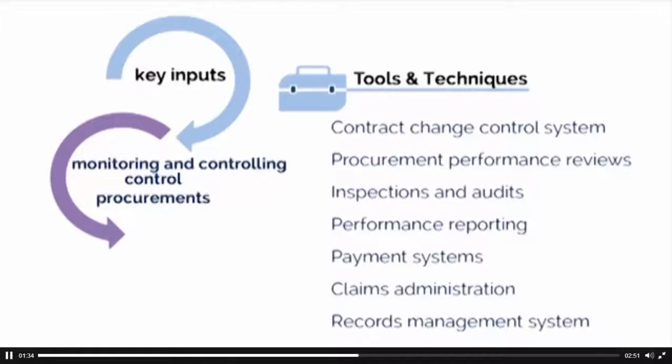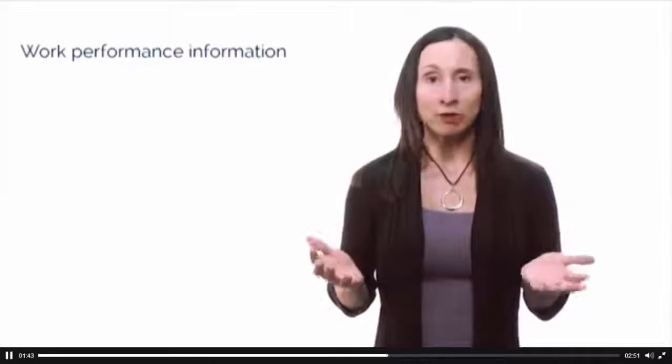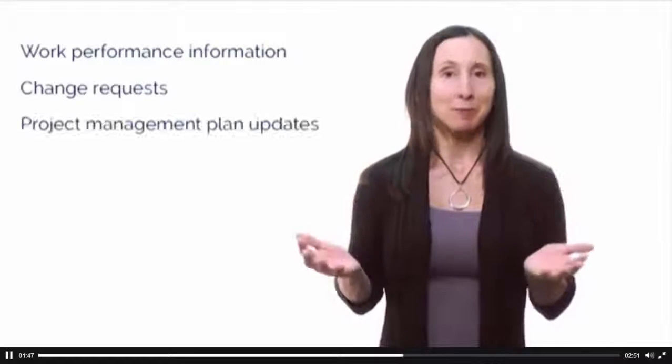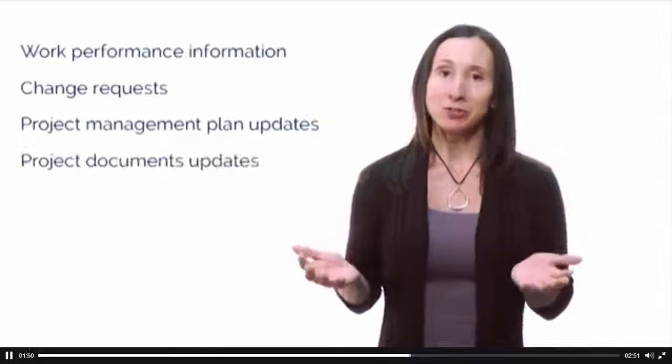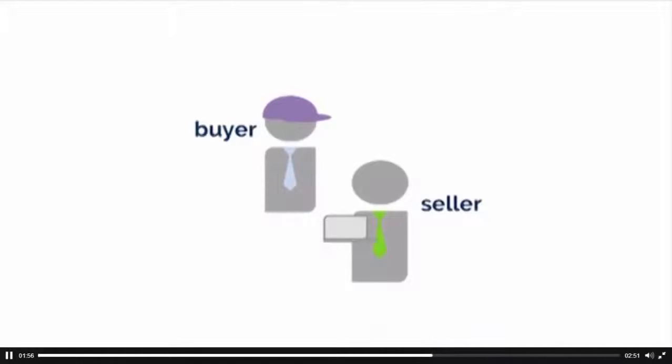results from this process. The key outputs produced in this process are the work performance information, including information on deliverable status, such as what's been completed and what's in progress, change requests, project management plan updates, project document updates, and organizational process asset updates. Both the buyer and the seller will control the procurement contract for similar purposes. Each is required to ensure that both parties meet their contractual obligations and that their own legal rights are protected.